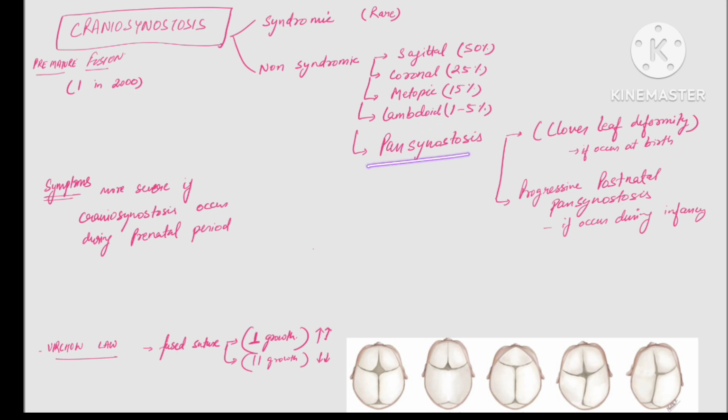There is also pansynostosis. If it occurs prenatally, the patient develops clover-leaf deformity, or if it occurs during infancy, the term is progressive postnatal pansynostosis. The symptoms are more severe if craniosynostosis occurs during the prenatal period.